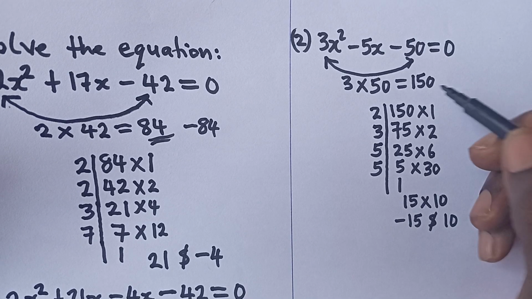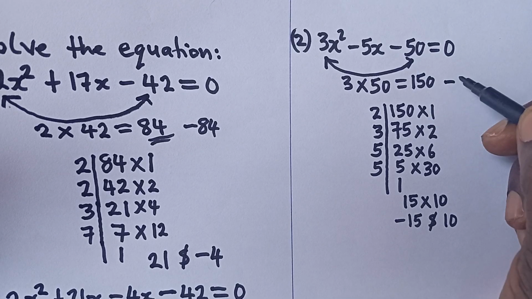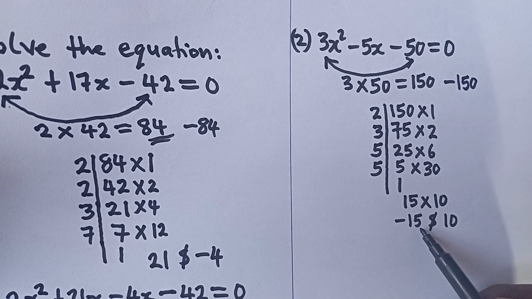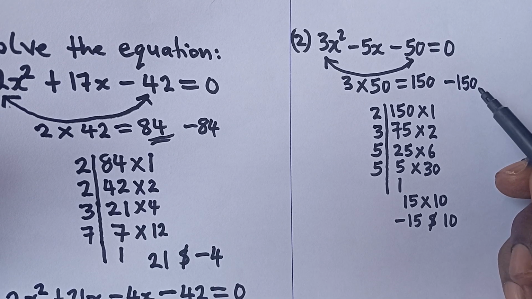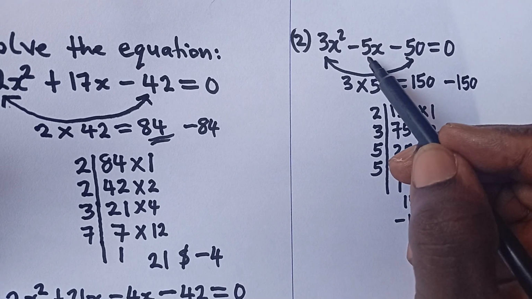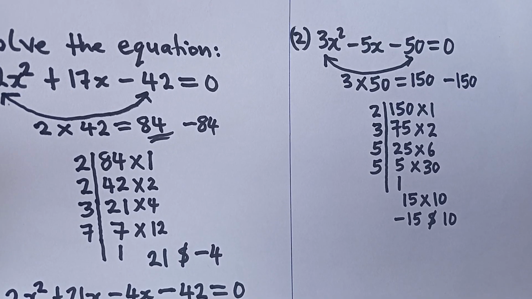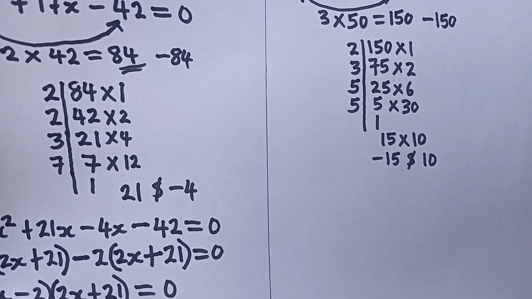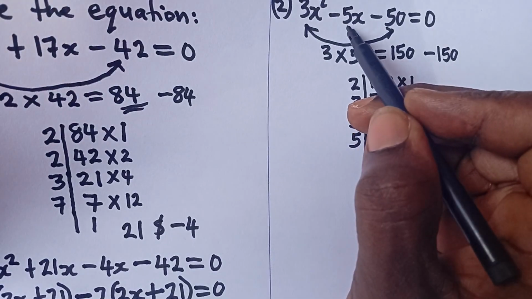Don't forget this 150, because of the negative sign here, we are looking for two factors that will give us a negative 150. So minus 15 times 10 will give us negative 150. And when we add minus 15 plus 10, it is going to give us minus 5. So we now have our two factors. So what do we do next with the two factors? As usual, we use the two factors to replace this value at the middle here.